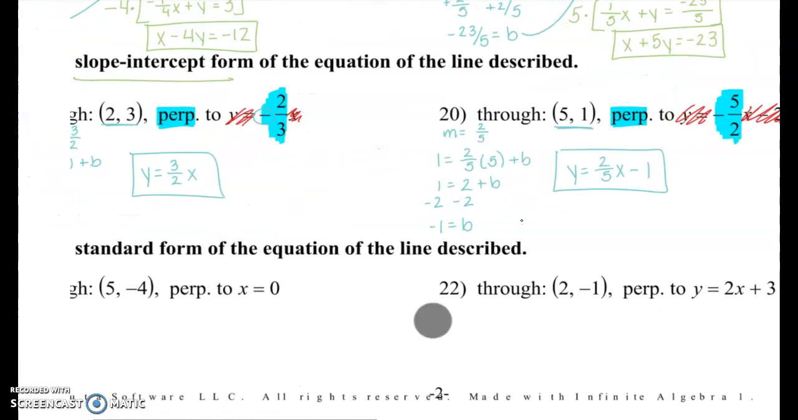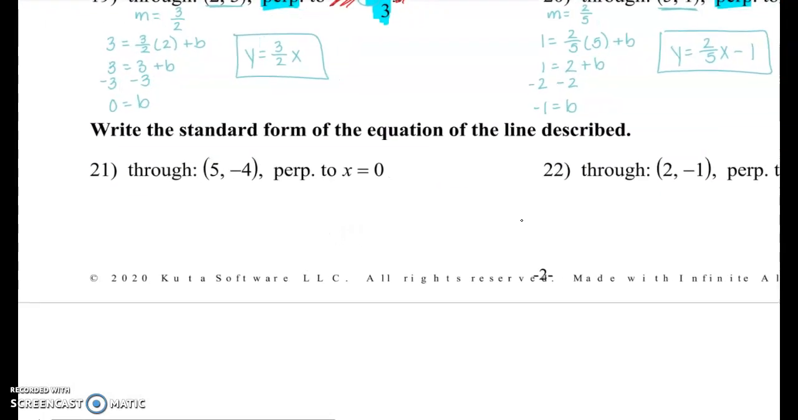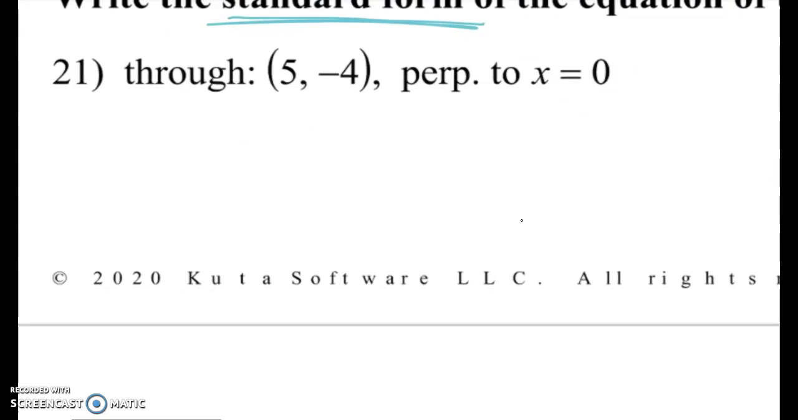All right, last two problems. Now we're writing them in the standard form of the equation. Okay, this might be a little bit of a nice one. If you remember, perpendicular to x equals 0. This was one of our special cases. X equals 0 is always a vertical line.